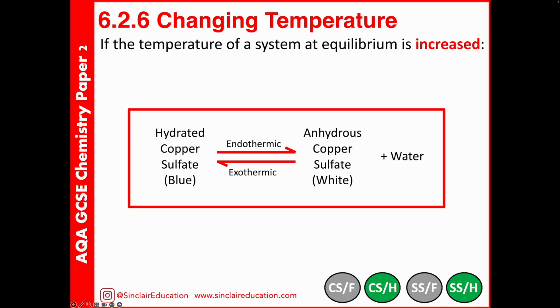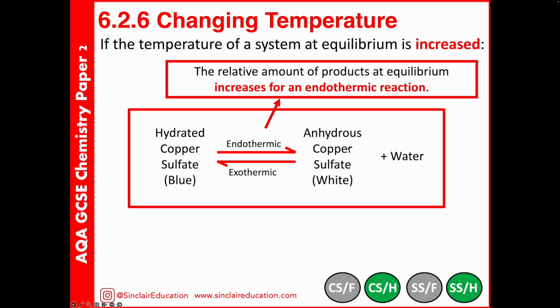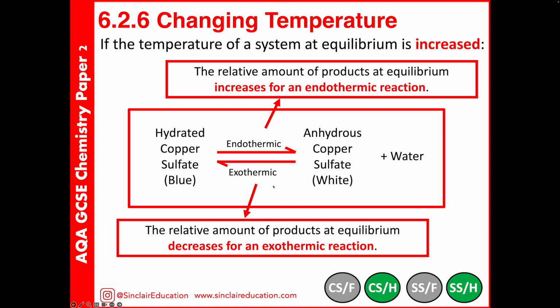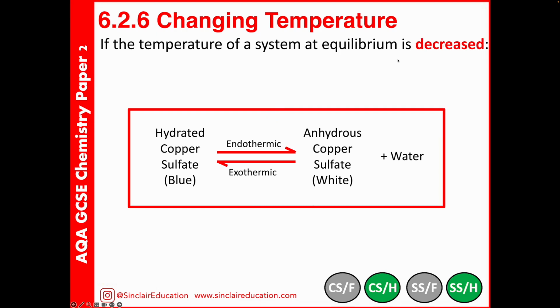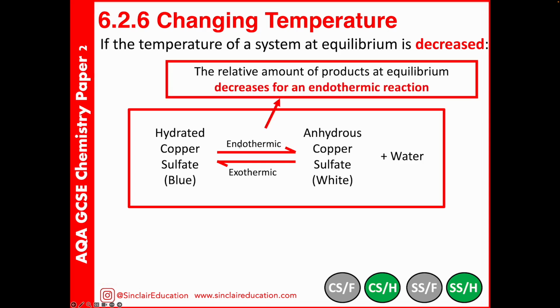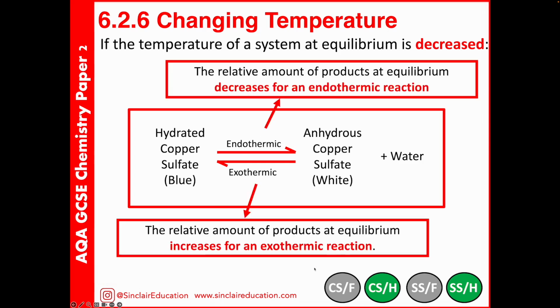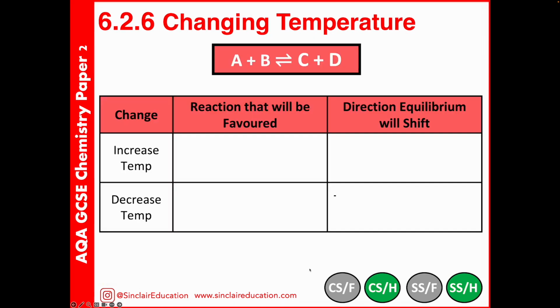Let's look at temperature. Increases in temperature favour the endothermic reaction. And so if we've got our temperature increased, we would expect this forwards reaction to happen more. However, that means that actually we'd expect the exothermic reaction to happen less. So the endothermic reaction is favoured when temperature increases. When we decrease temperature, this now favours the exothermic reaction. So the endothermic reaction will happen less, the exothermic reaction will happen more.